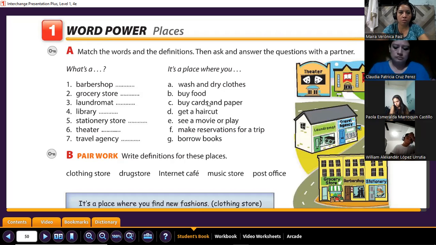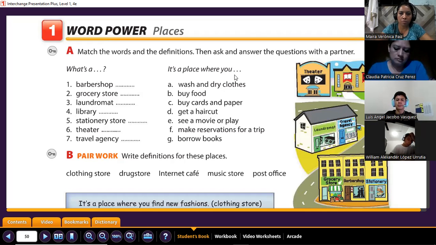I'm going to start with Diana, ¿cómo estamos ahí con el internet? Acá estoy. Okay, good. So, Diana, what's a barbershop? It's a place where you get a, no sé cómo se pronuncia, haircut. Haircut. Hair, cut. Yes. Okay, so letter D, right? So again, what's a barber shop? It's a place where you get a haircut. Get a haircut. Very good.